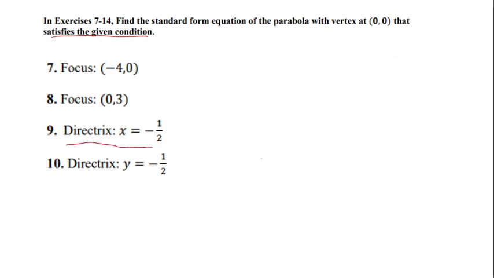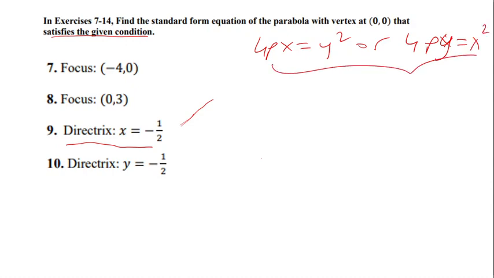If the directrix is x equal to negative 1 over 2, what's the equation? First, it's better we plot this one again. Here, of course, the issue is whether it's 4px equal to y squared, or 4py equal to x squared. So which one? This is an important question. Which one? And what is p?